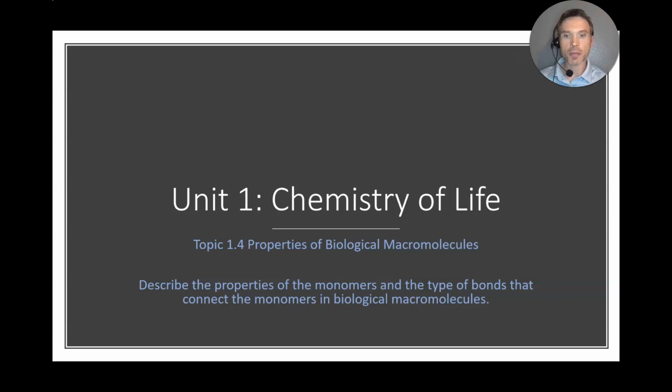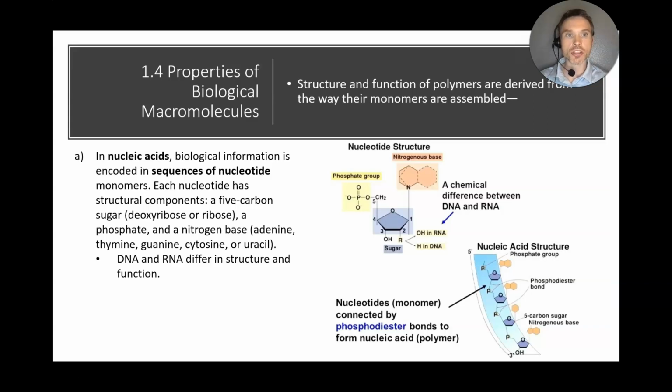In this video, topic 1.4, we will examine the properties of biological molecules. The structure and function of polymers are derived from the way their monomers are assembled. First of all, we'll look at the nucleic acids, in which biological information is encoded in the sequence of the nucleotide monomers. Each nucleotide has structural components.